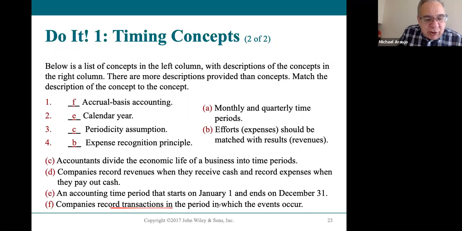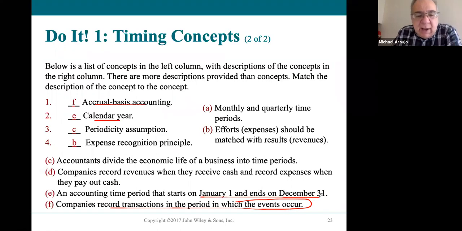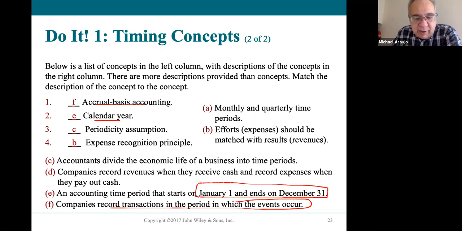Companies record transactions when they occur. That's really what the accrual basis of accounting is all about. Calendar year is different than a fiscal year because a calendar year is what you and I have grown to know as January 1st to December 31st. That's one option for companies to use in their accounting records. They can keep it month to month, and no longer than a year. So a calendar year is the longest period of time they're going to be keeping records. They can use the calendar year, they could use the fiscal year.